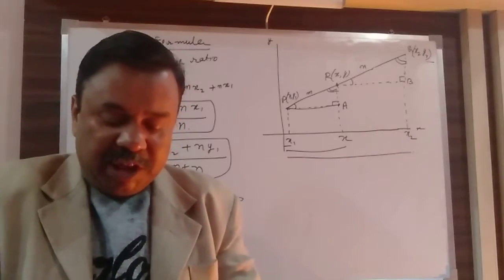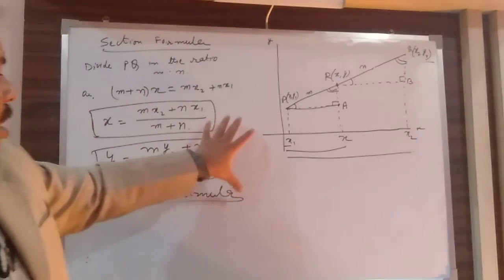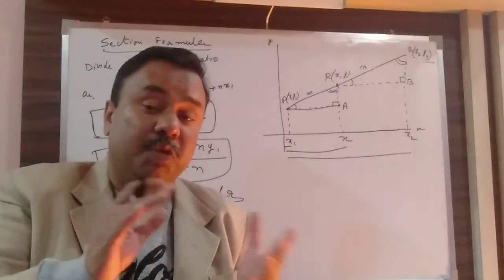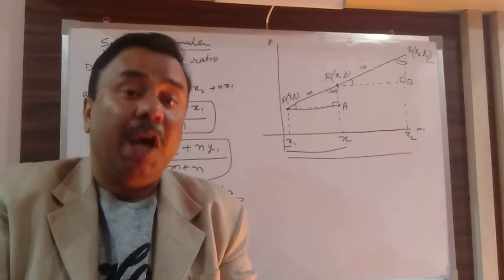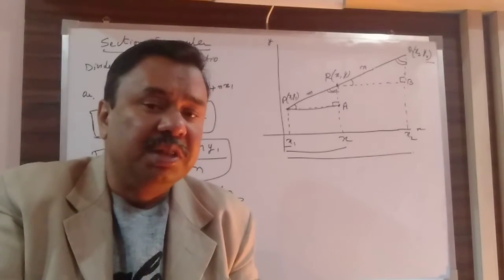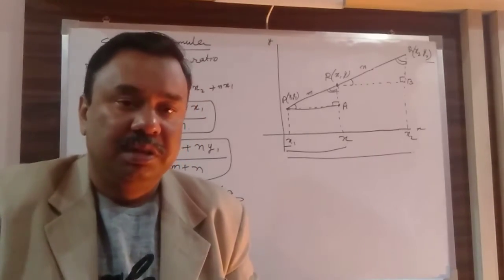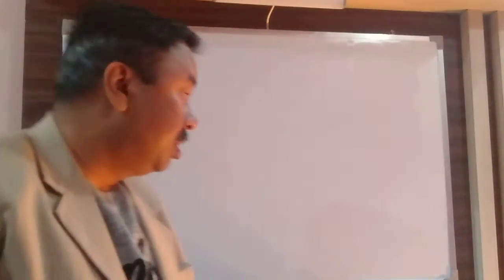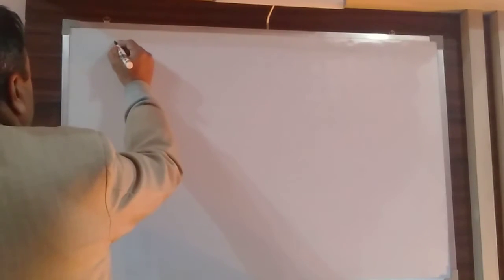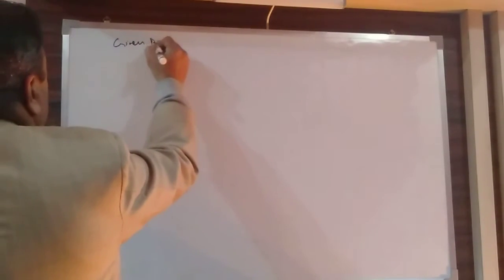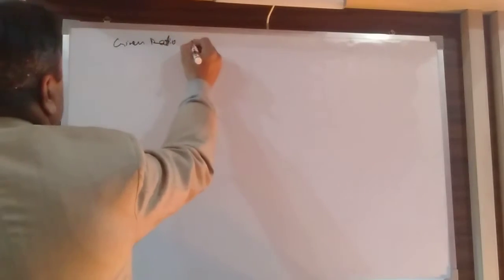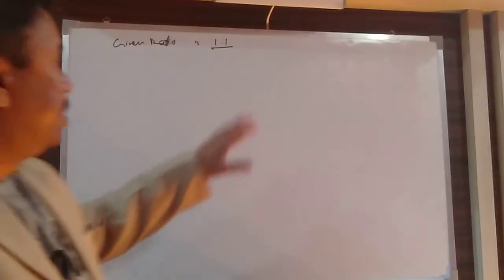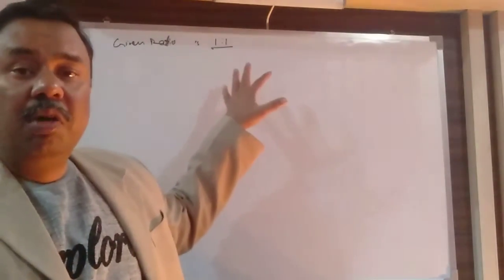Okay, now some specific results. You can find out any coordinate, whatever ratio is given, whether it is 3 by 2, whether it is 2 by 3, whether it is 4 by 1, whatever it is, you can find out. Now, some specific results on this. Now, in the specific result, what I want to say is, suppose that given ratio is 1:1. What does it mean? Given ratio is 1:1.